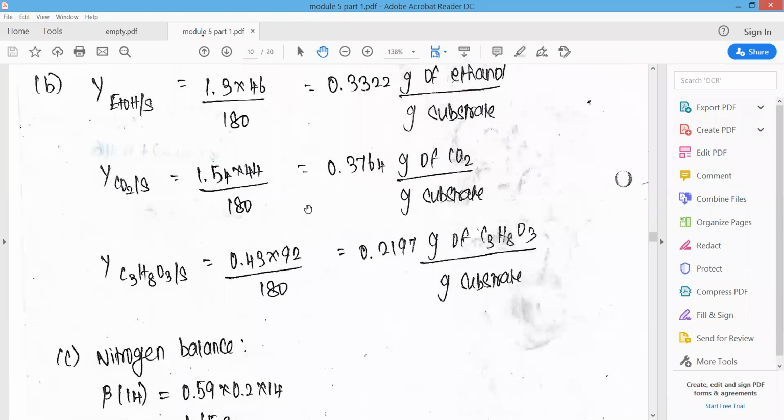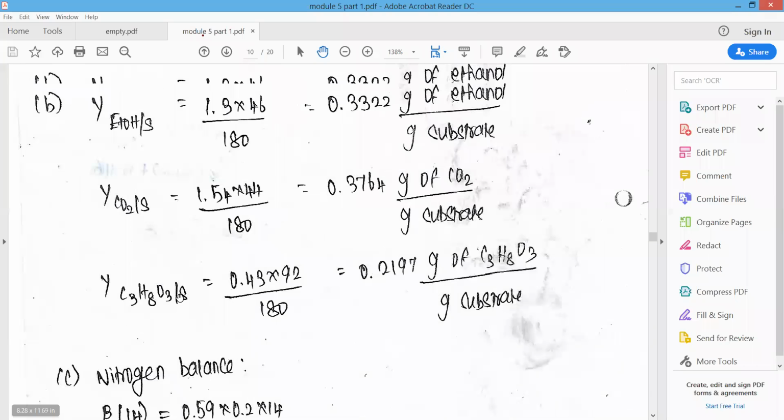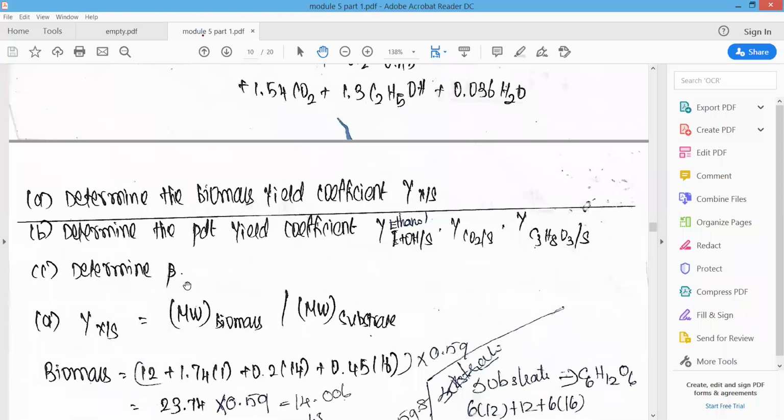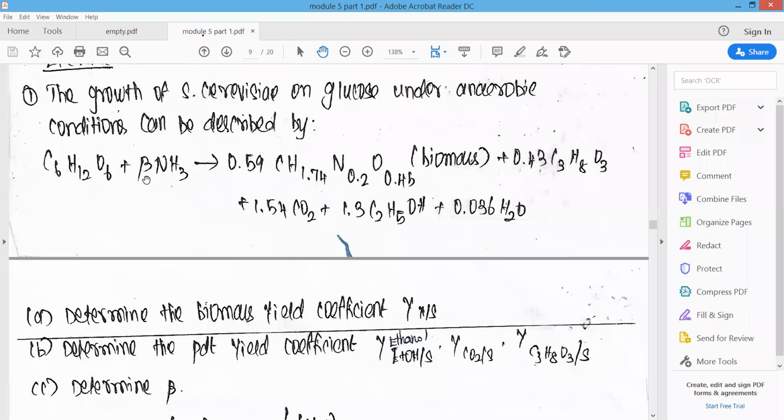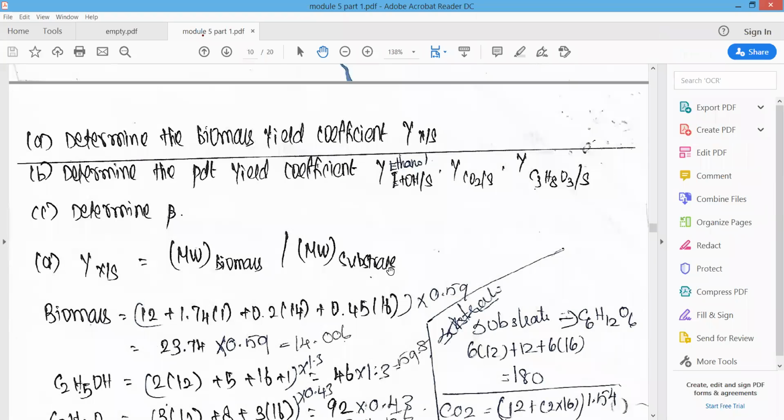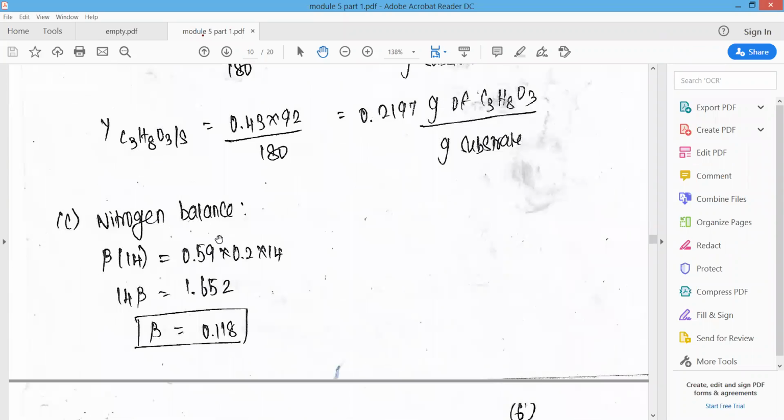Okay, so when you do the nitrogen values, you will get beta into 1 into 14 is equal to 0.59 into 0.8 into 14. So directly you will get the beta value. Okay, this is all about this problem.